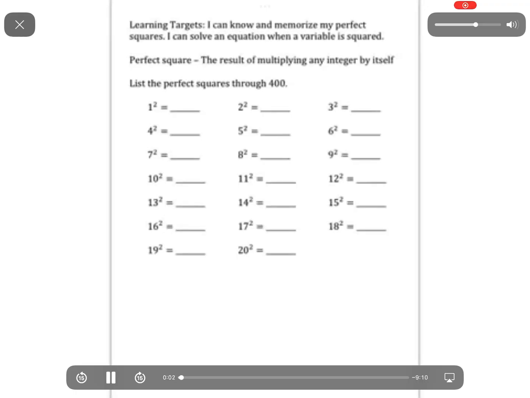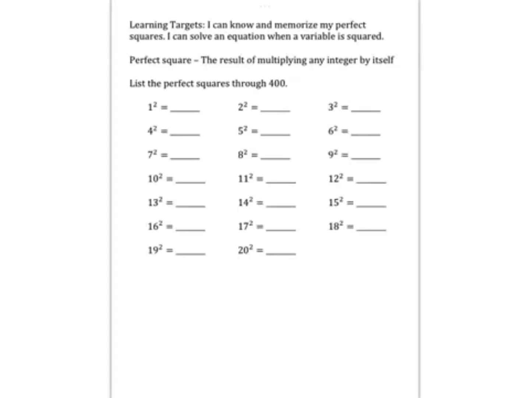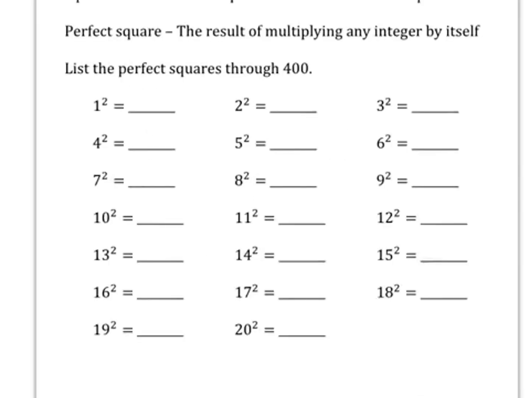Hello, and today's learning targets are: I can know and memorize my perfect squares, and I can solve an equation when a variable is squared. Let's take a look at the examples. A perfect square is the result of multiplying any integer by itself.